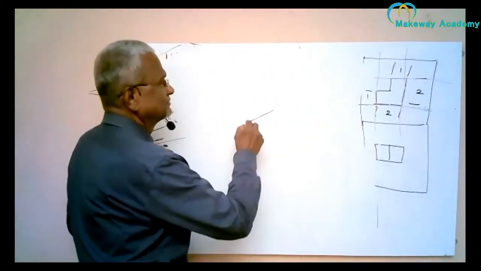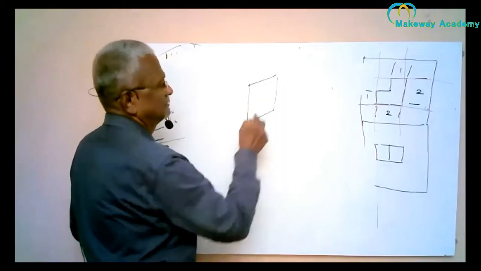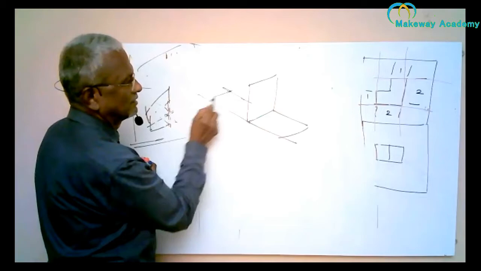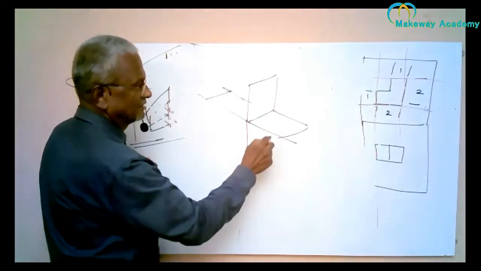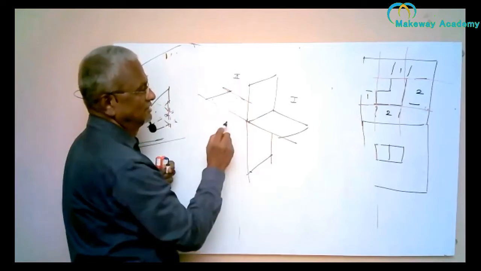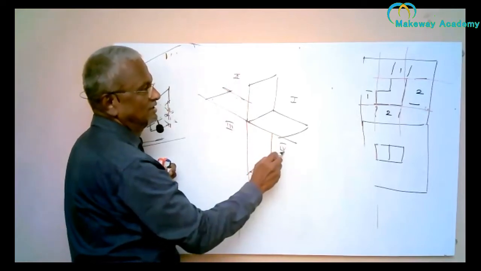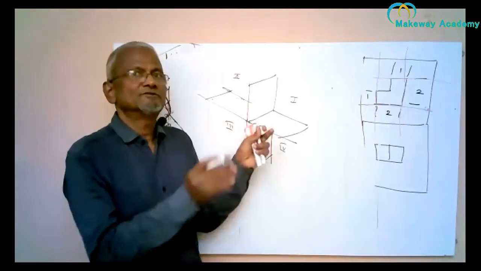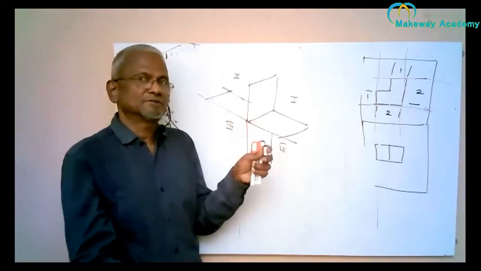See, this is first quadrant. I extend the horizontal plane. I extend the vertical plane. Now I got 4 quadrants. This is first quadrant, second quadrant, third quadrant, fourth quadrant. If the object is kept in the first quadrant and the views are drawn, then it is first angle projection.